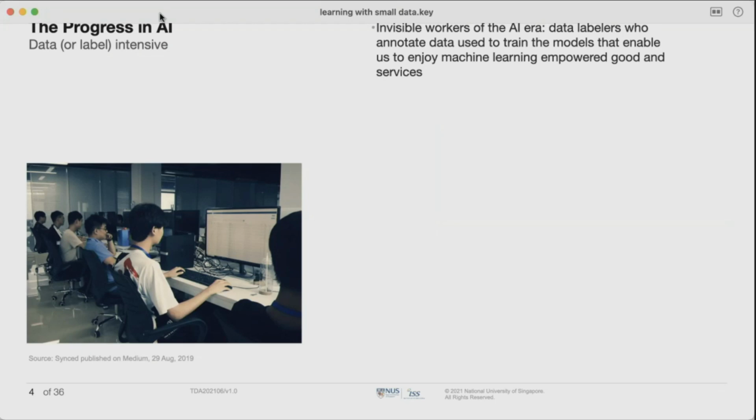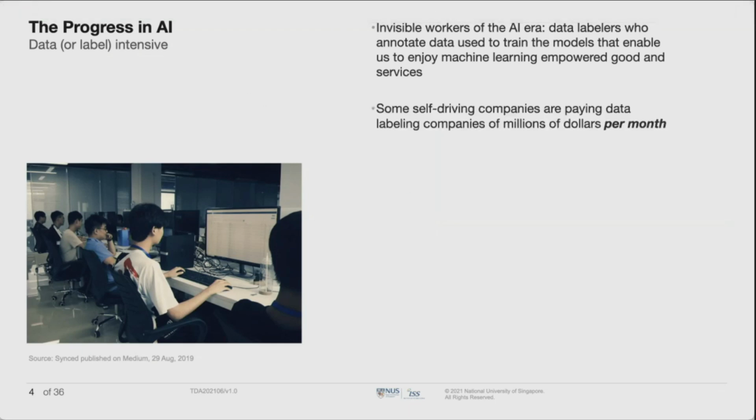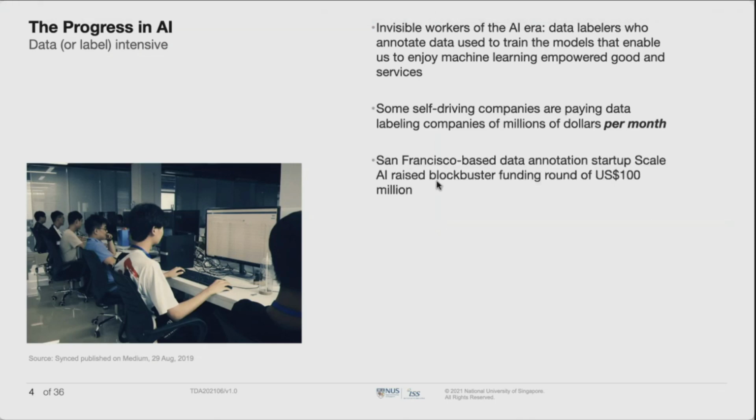In fact, data labeling has now by itself become a big industry. Some self-driving companies are paying millions of dollars per month to data labeling companies. Data labeling is such a good business that a San Francisco-based data annotation startup called Scale AI has raised a blockbuster funding round of 100 million USD. Data annotation has now become a billion-dollar business.